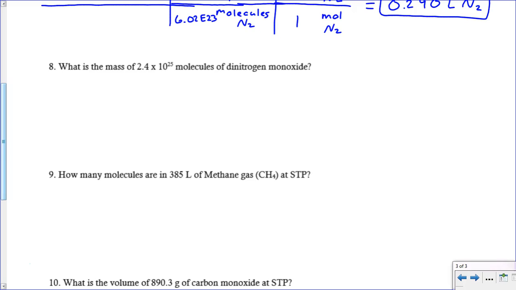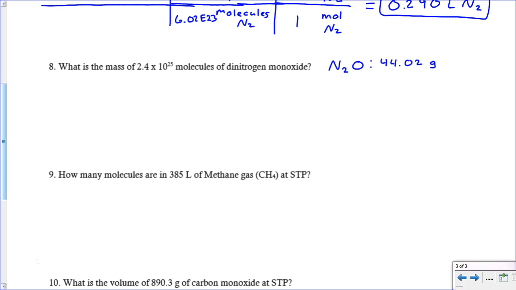For number 8, we're given molecules. It asks for the mass, and we're talking about dinitrogen monoxide. Dinitrogen monoxide is N2O. It's a covalent substance, so you just go with the prefixes. To find the mass of that, you take 2 times the mass of nitrogen, add it to the mass of oxygen, and you should find that it is 44.02 grams. We'll use that as our molar mass as a conversion factor between mass and moles later on in the problem.